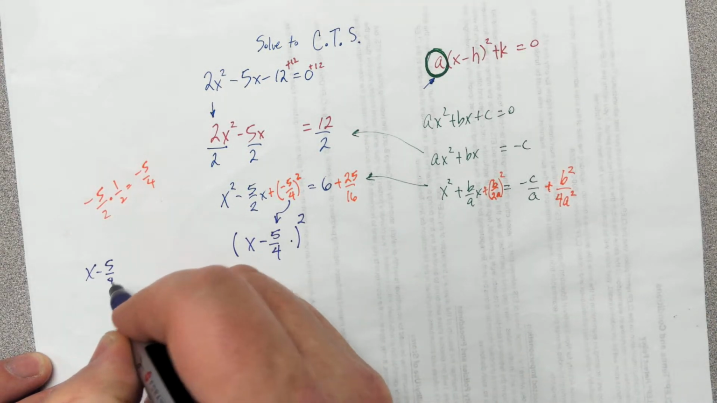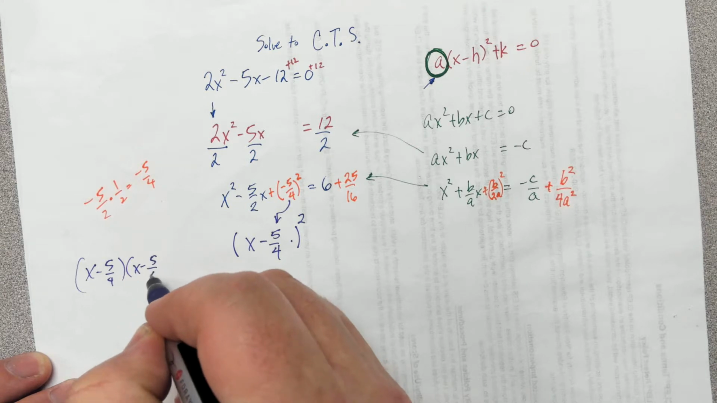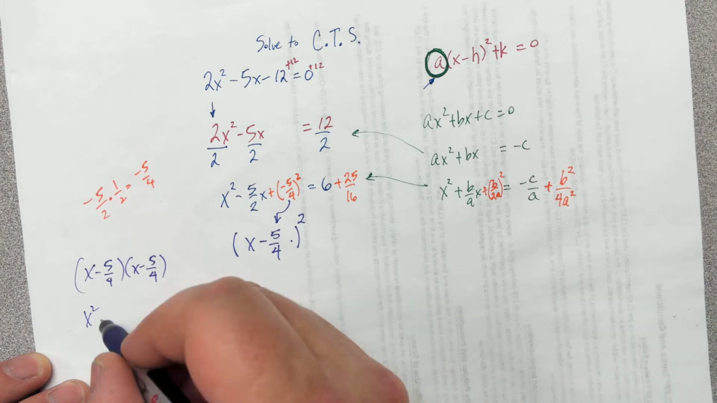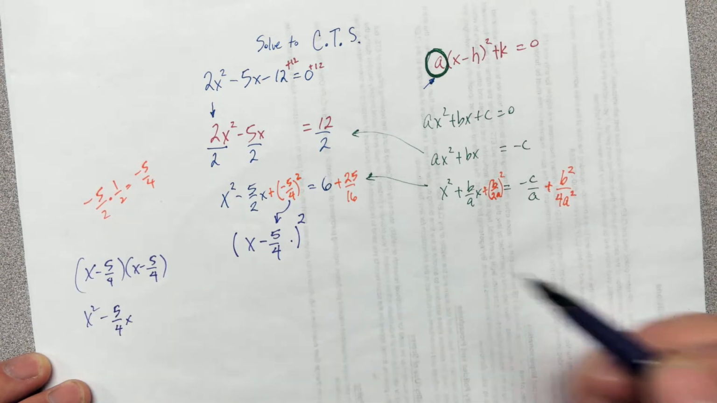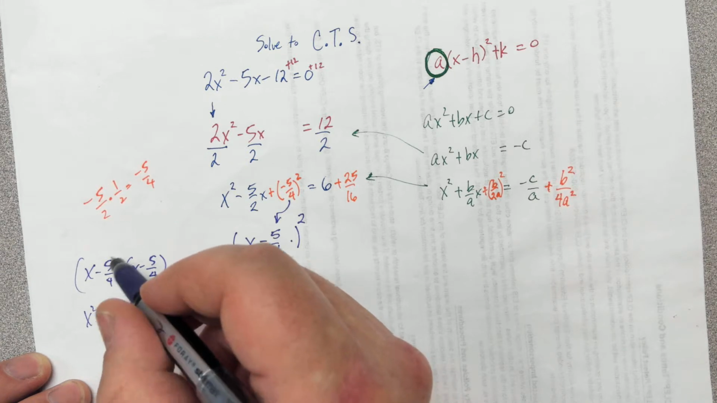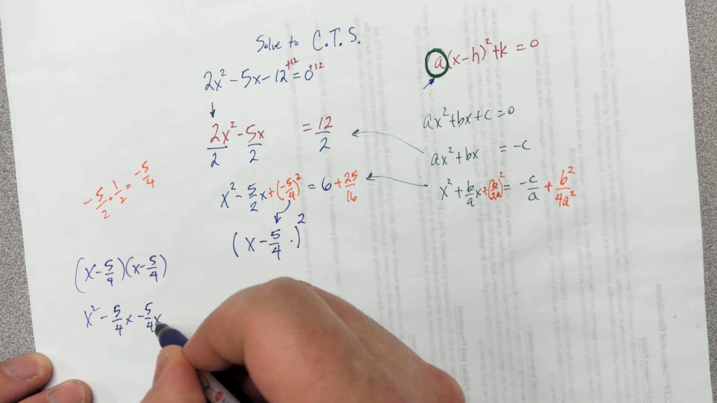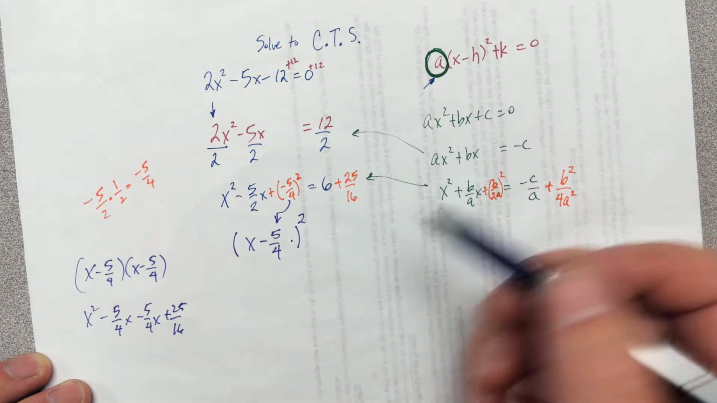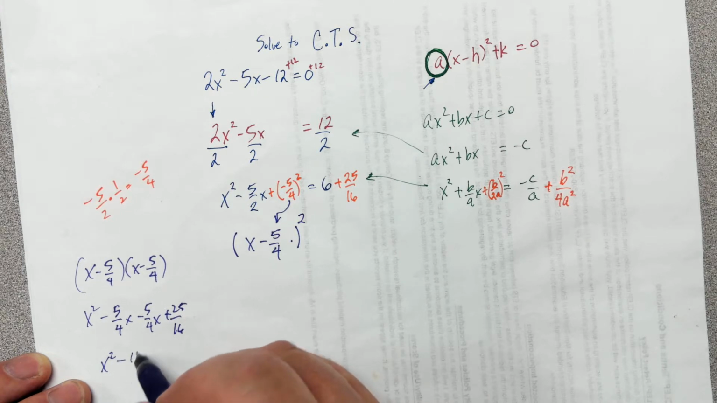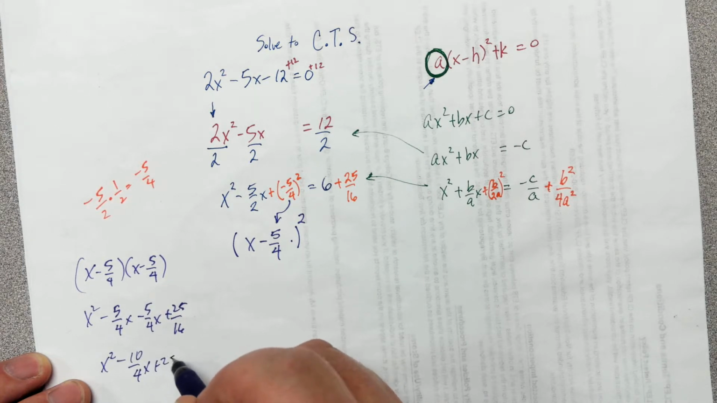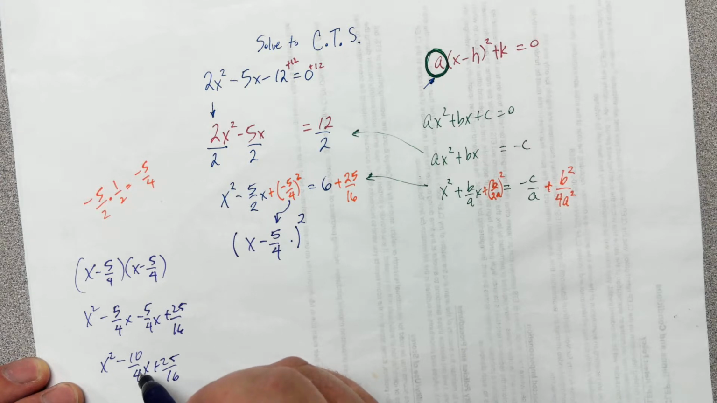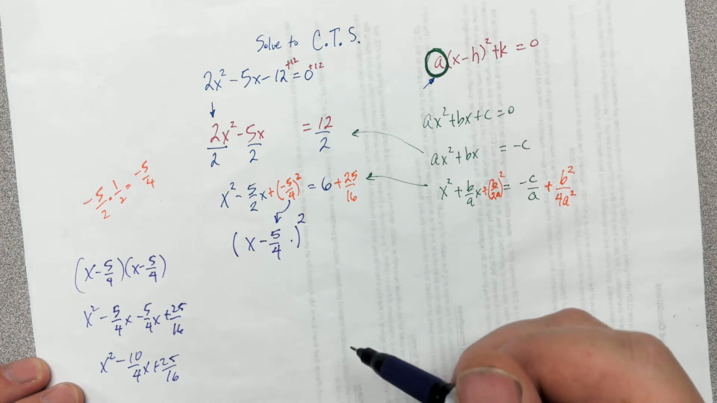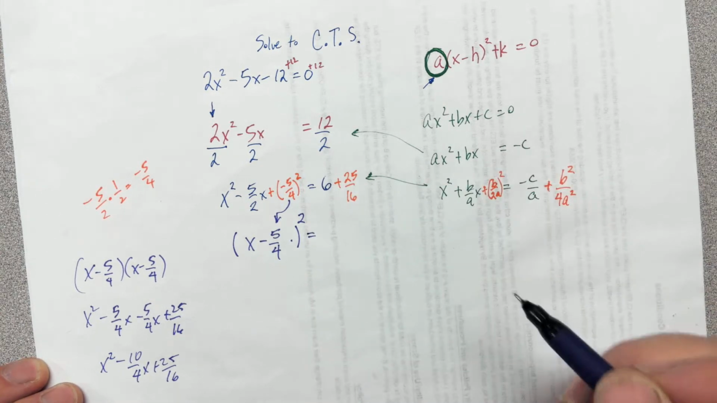X minus 5 over 4 times x minus 5 over 4. Okay, you ready? So the first two make x squared. No problem there, right? The outside, negative 5 over 4x. The inside, right here, is negative 5 over 4x. And the last two, 25 over 16. Check this out. X squared, and that's minus 10 over 4x plus 25 over 16, and that can be reduced. That is equal to 5 over 2. So it's true. All right, now we got to get a common denominator.